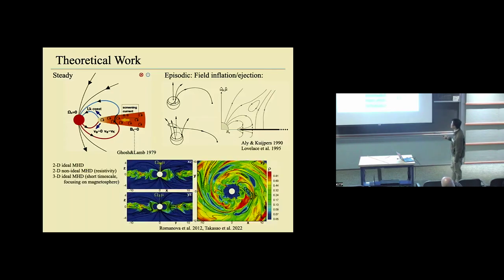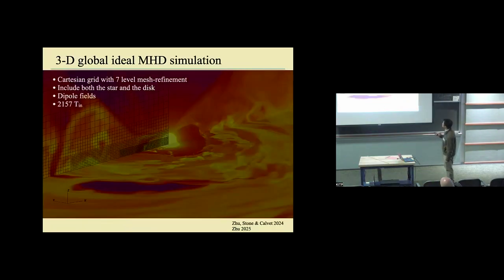Simulations have been carried out to study magnetospheric accretion, but because these are expensive simulations, most of the previous work was done in 2D or with some non-ideal MHD effects. Some 3D ideal MHD simulations have been carried out, but they focus on the inner part of the magnetosphere. Recently with Athena++, we have a special grid structure that allows us to resolve both the star and the disk very well. And we can run these simulations for 2,000 innermost orbits of the star.